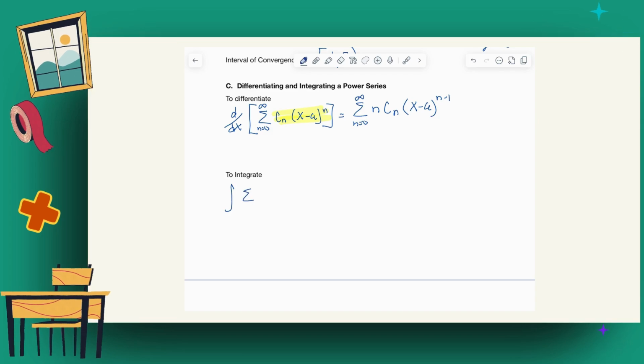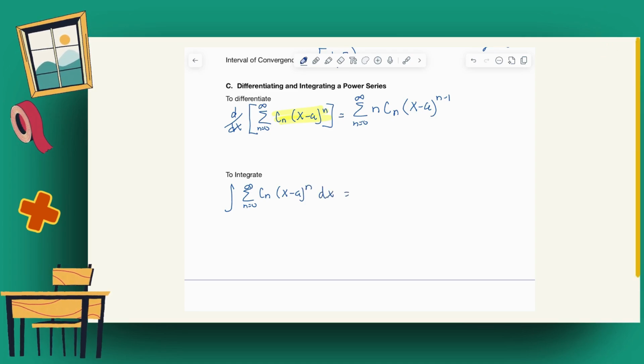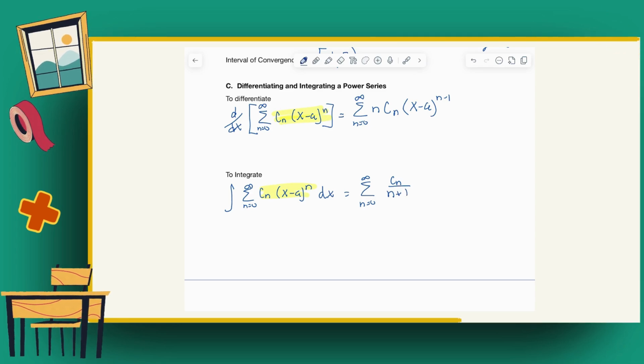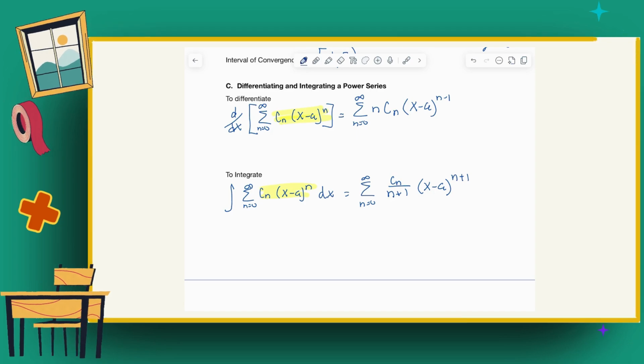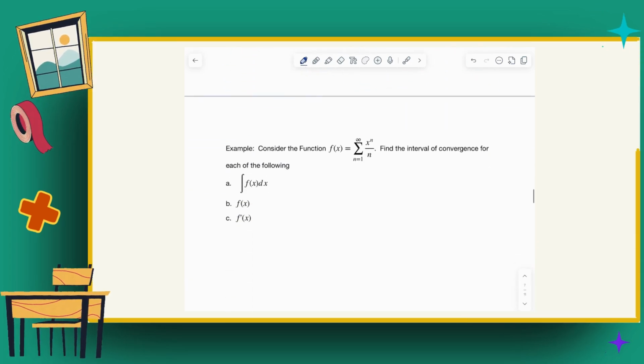Now we can also integrate power series using our power rule. Doing the same thing here, the integral of this power series is equal to the summation as n equals 0 to infinity of c sub n divided by n plus 1, because remember, I divide by 1 more than my power, times (x minus a) raised to the n plus 1 power, plus a constant C. This is super useful when working with functions that are hard to integrate or differentiate otherwise.